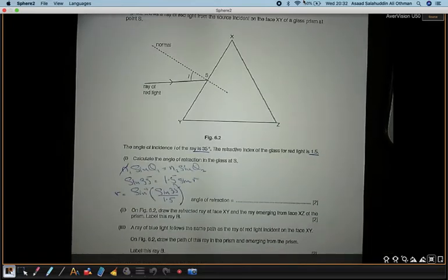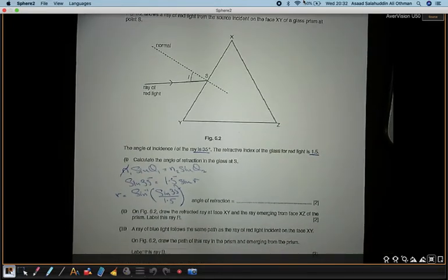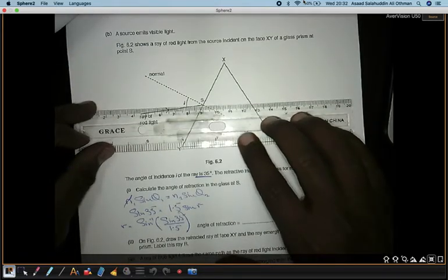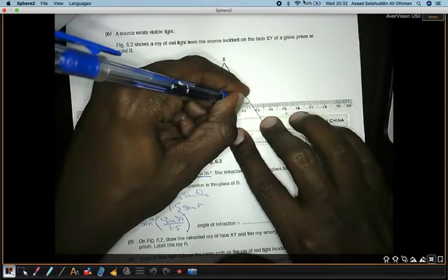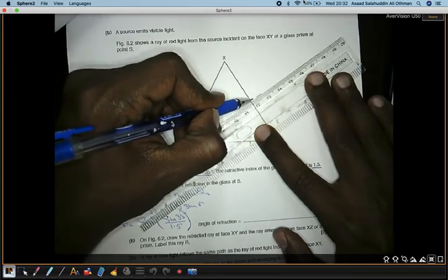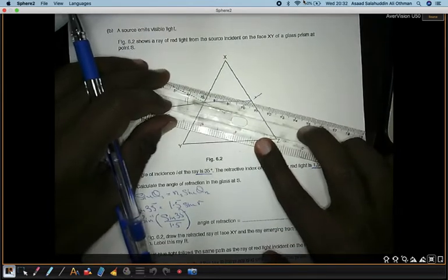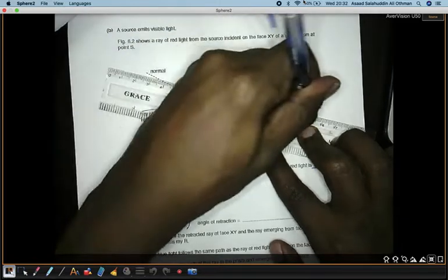On figure 6.2, draw the refracted ray at face XY. So refraction is going to be towards the normal, so it's going to be something like that. Emerging away from side XZ. So when it emerges away from side XZ, you have to draw another normal, and it refracts away from the normal like that.